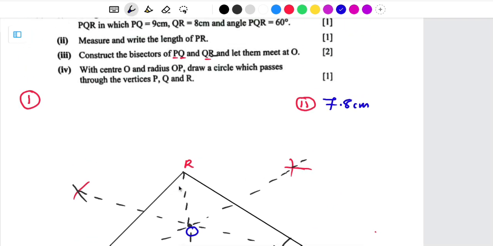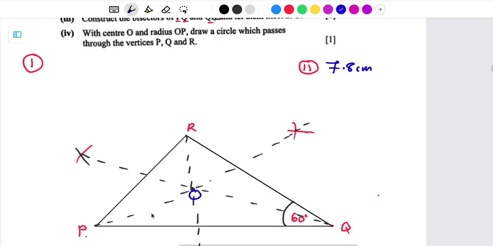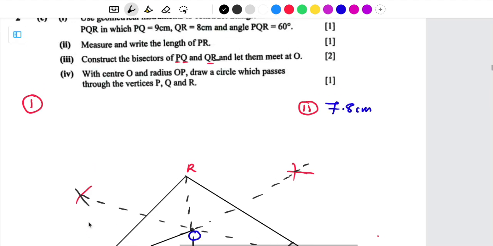And then for Roman numeral number 4, it is saying with center O and radius OP. Radius is this one here now, OP, from O to P. So you have to draw a line going at O like this, a straight one, going at the center. So this is now OP. With the radius OP, draw a circle which passes through the vertices P, Q and R.